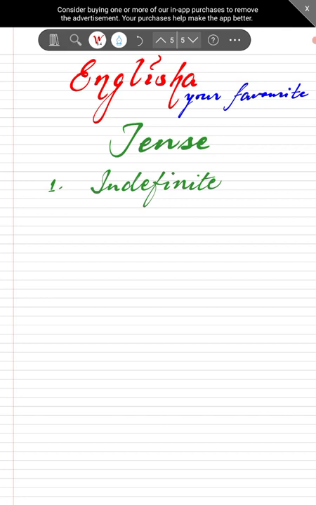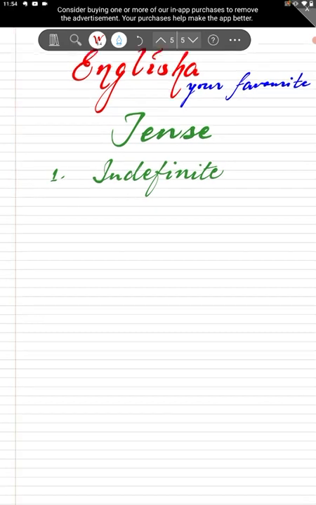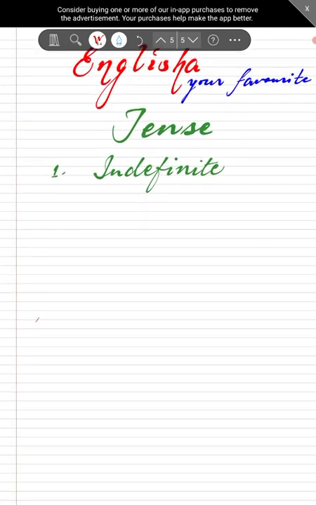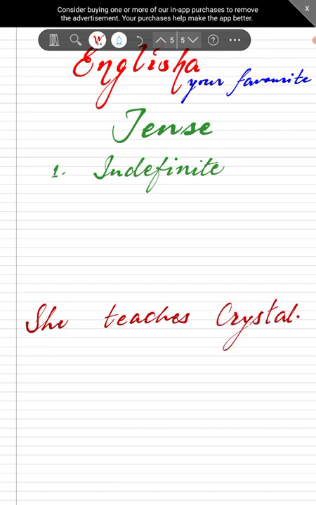Today in this session, we will learn tense. So, begin with the sentence. The sentence is: She teaches Crystal. Okay, and the time of this sentence is present.